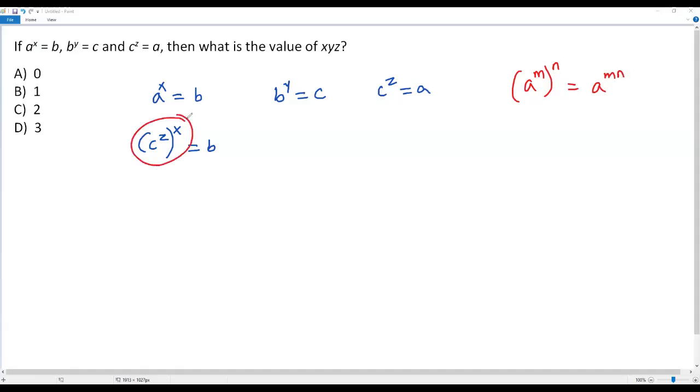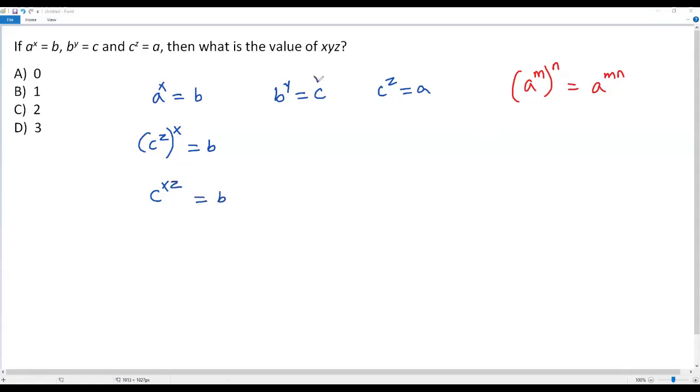So the same thing we can do over here, because here we have the base c and the exponent z, and for the complete stuff we have the exponent x. So now we can multiply the two exponents over here, as I explained with the power of a power rule in exponents. Okay, then we get c to the power of, when I multiply z and x, I am getting z times x, or it can be written as x times z, equals b.